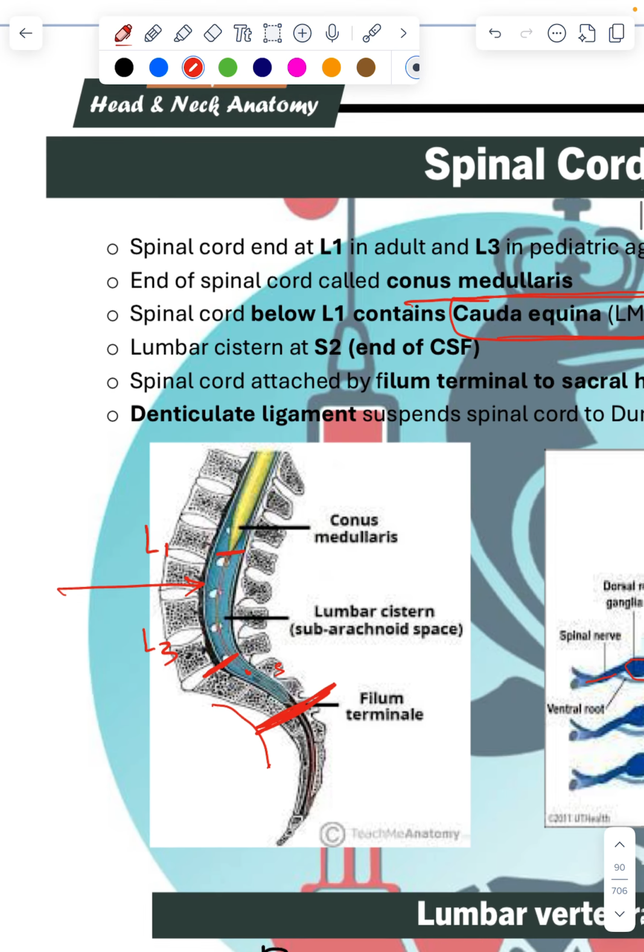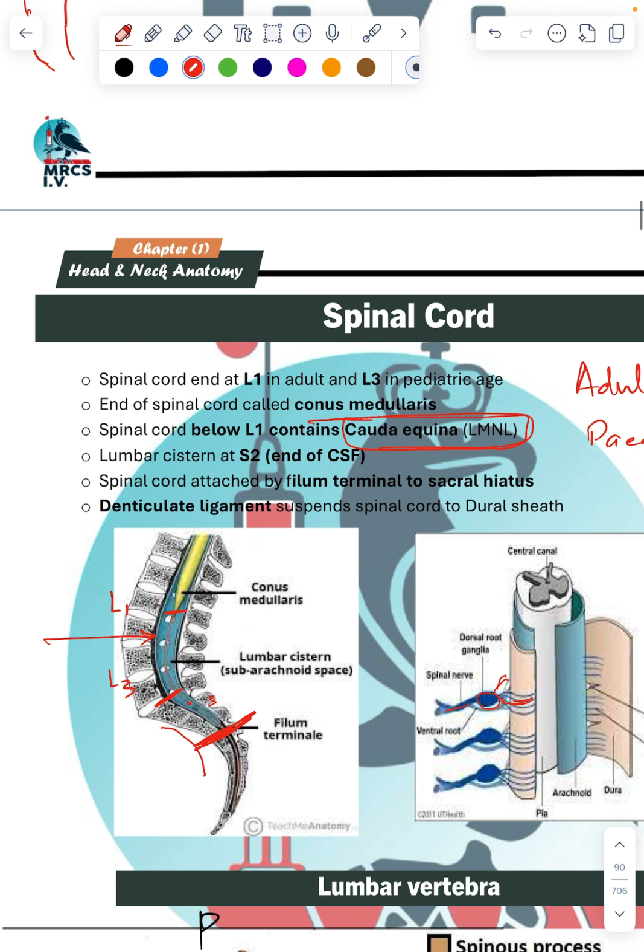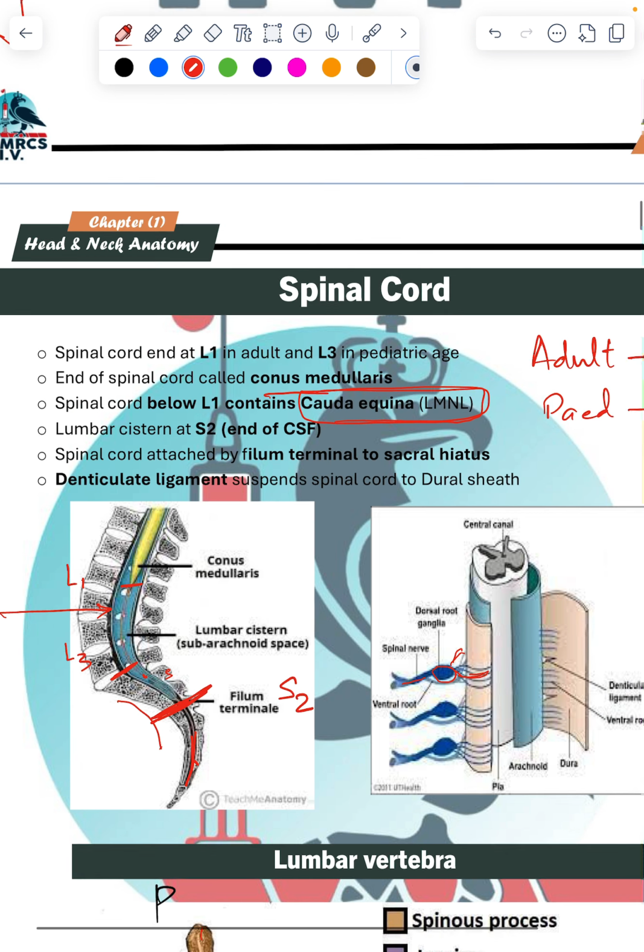This is an important structure. The spinal cord ends at the L1 level in adults, while at L3 in pediatrics. It goes down a little bit. Below L1 there is the cauda equina, so L1 and below, a lesion will be cauda equina or lower motor neuron lesion. The lumbar cistern, the end of CSF, is at S2 level. This is S2. CSF is up to this level. The filum terminale attaches the spinal cord; this is directly attached here. The denticulate ligament suspends the spinal cord to the dural sheath.